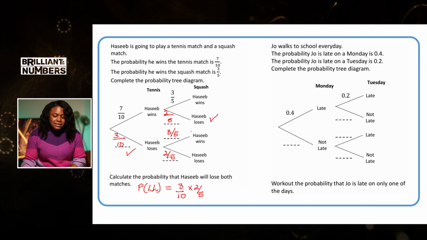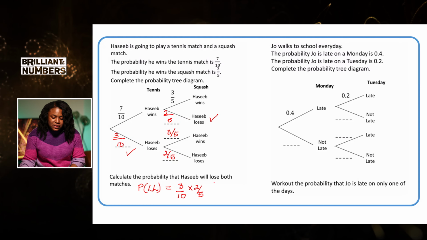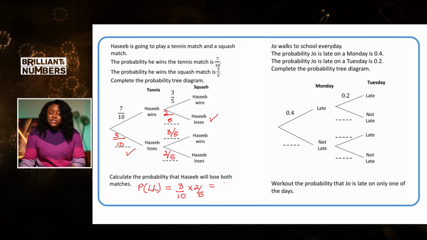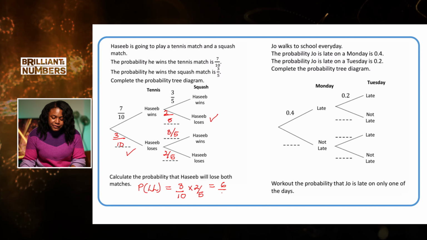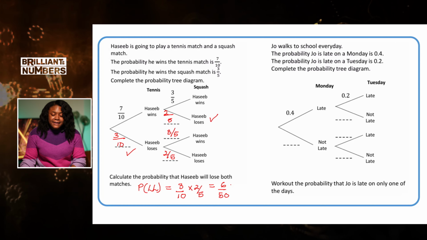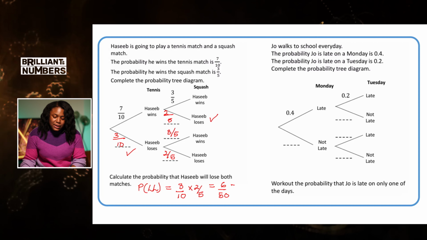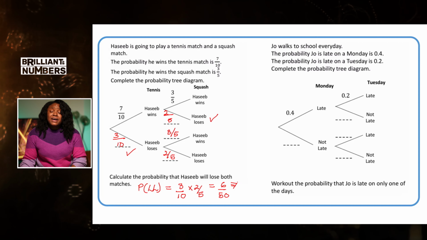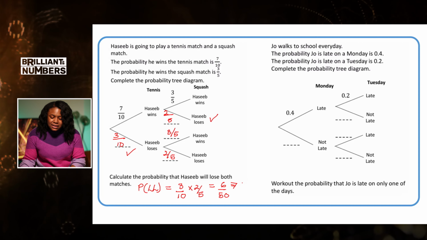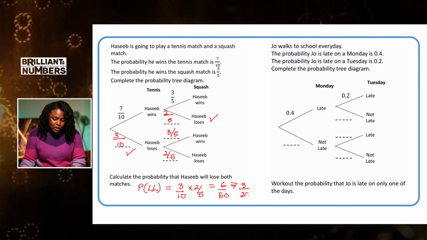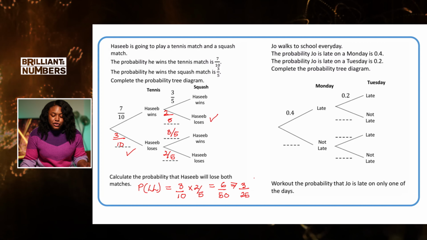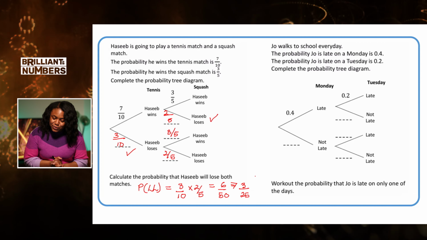So 3/10 multiplied by 2/5, and 3 times 2 gives us 6, and 10 times 5 gives us 50. So we've got 6 50ths, which we could also have simplified by dividing by 2. So half of 6 is 3 and half of 50 is 25. So our final answer then is 3/25. Well done. So we're now going to do another question, similar style.